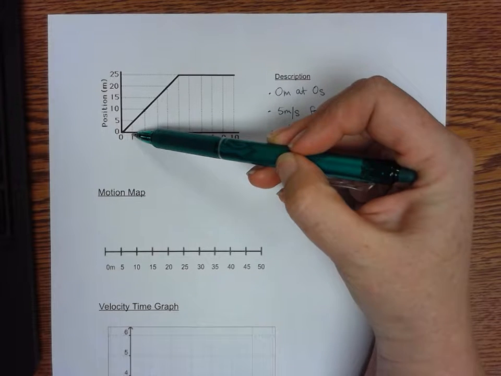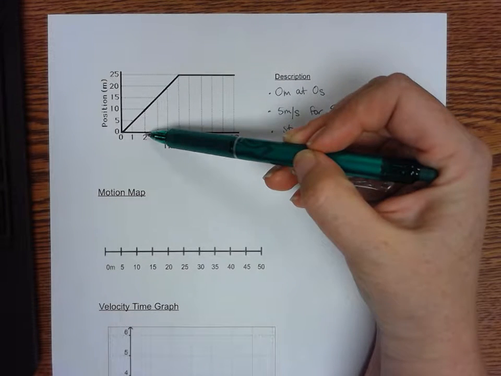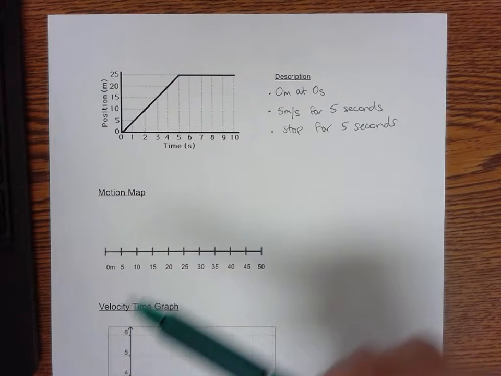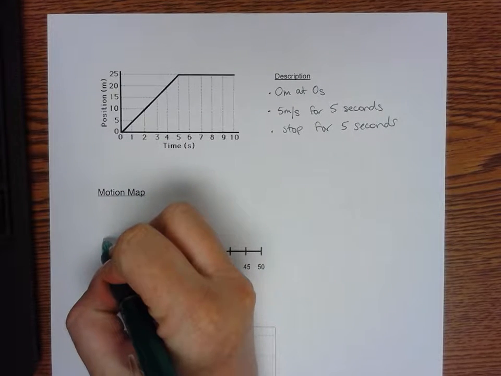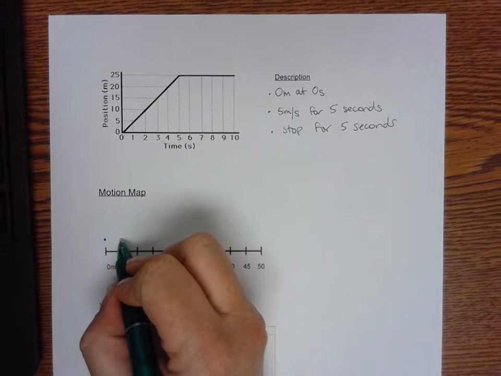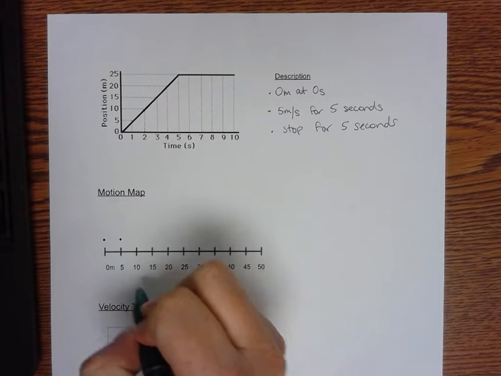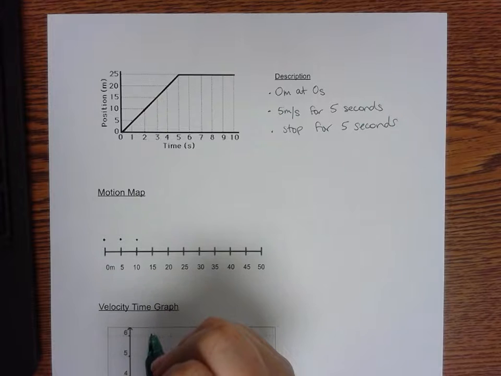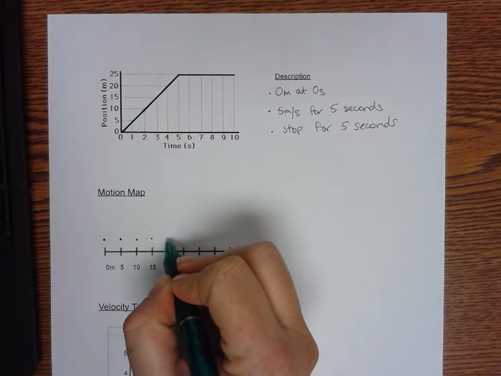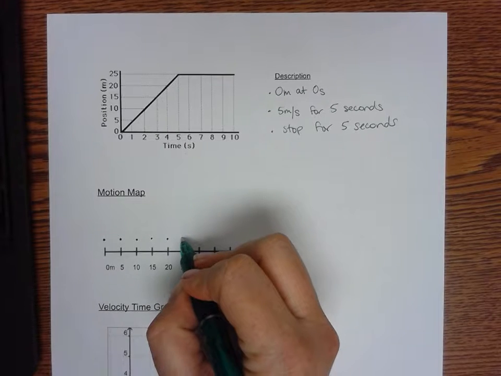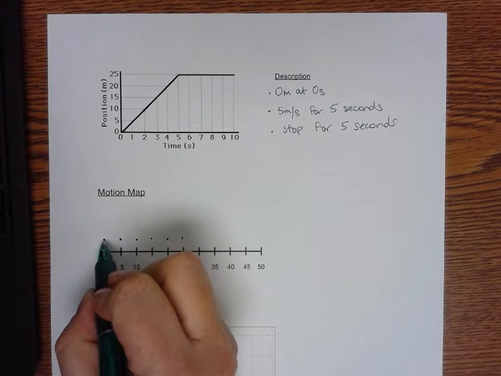At 1 second, I was at 5 meters. At 2 seconds, I was at 10 meters. And I'm going to translate that down here. I put a dot for starting at 0, and I know that my first second, I was at 5 meters. My second, I was at 10 meters. My third second, I was at 15. Fourth, I was at 20. Fifth, I was at 25. And then I can draw my arrows.